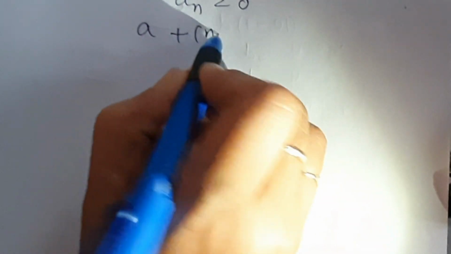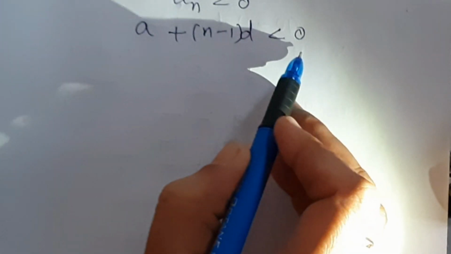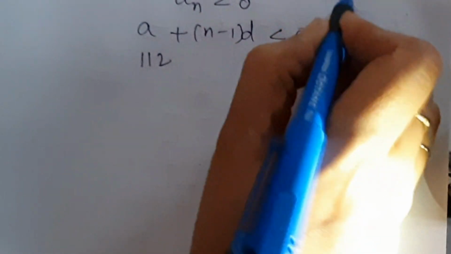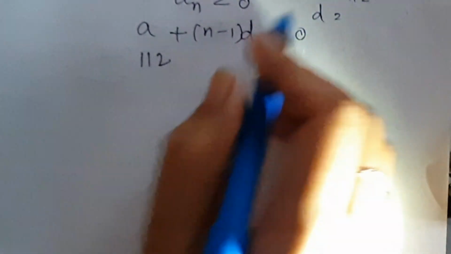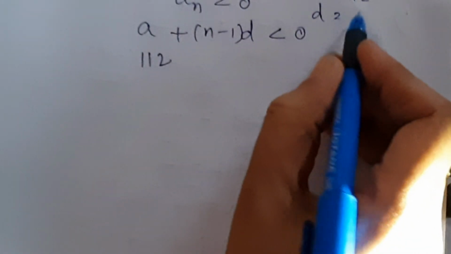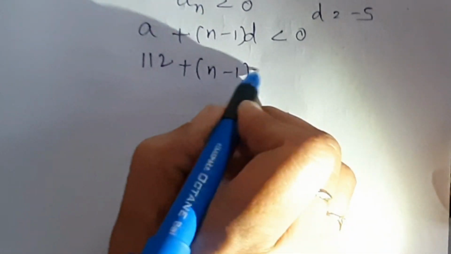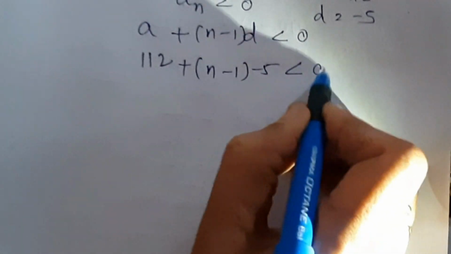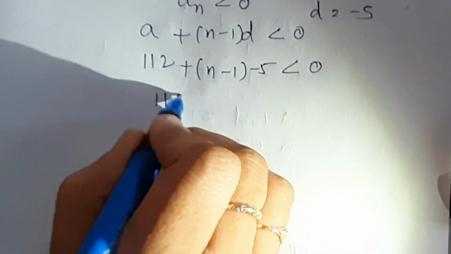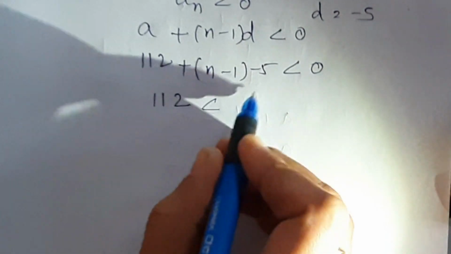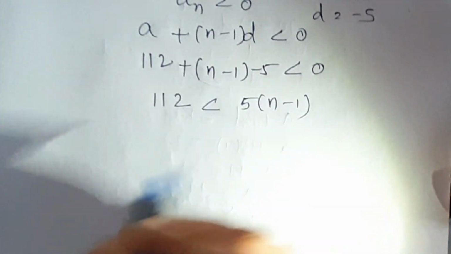A plus n minus 1 times D as usual. Here we only need to make the condition less than 0. So A is 112 here. D is 107 minus 112, so it's minus 5. Let's replace them: 112 plus n minus 1 times minus 5 is less than 0. Now shifting this whole term, as it is negative, towards the right, so it's 5 times n minus 1.